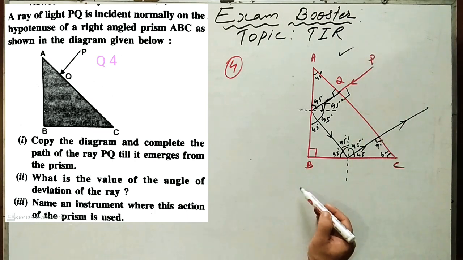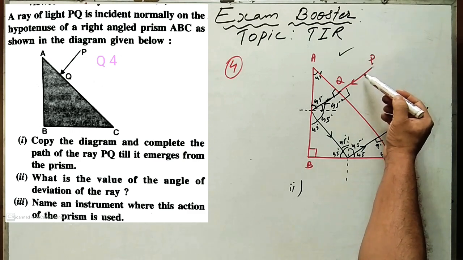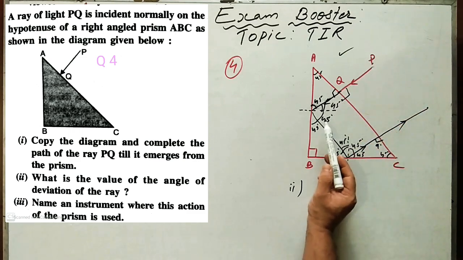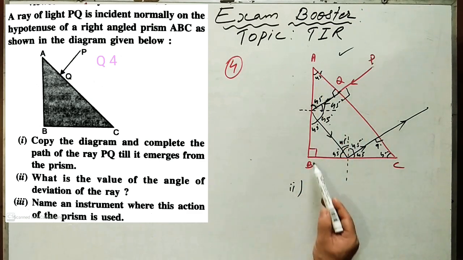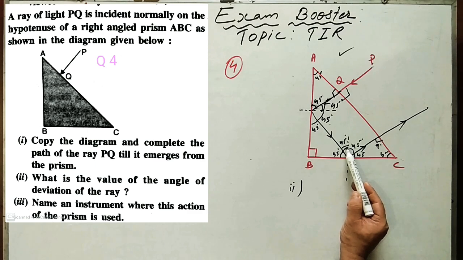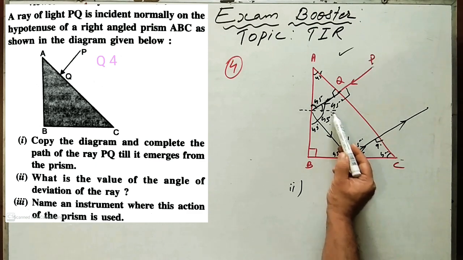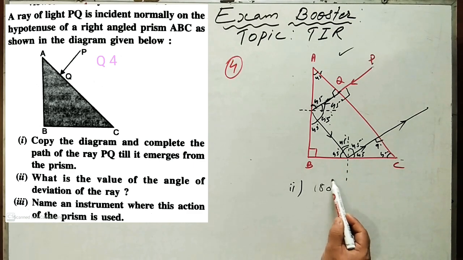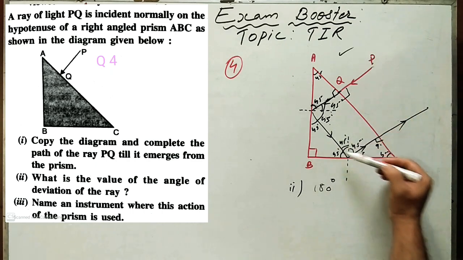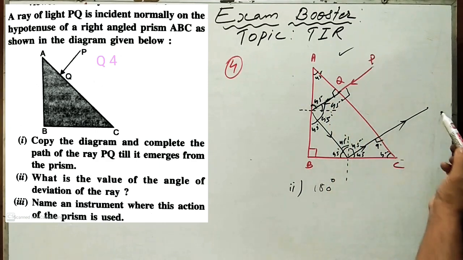The second part, what is the second part of the question? What is the value of the angle of deviation of the ray? So what is the angle of deviation of PQ? At the surface AB, it is getting deviated through an angle of 90 degrees, and at the surface BC, it is getting deviated through an angle of 90 degrees. So total 90 plus 90, the angle of deviation is 180 degrees. So through 180 degrees, the ray PQ has turned on emerging out of AC.